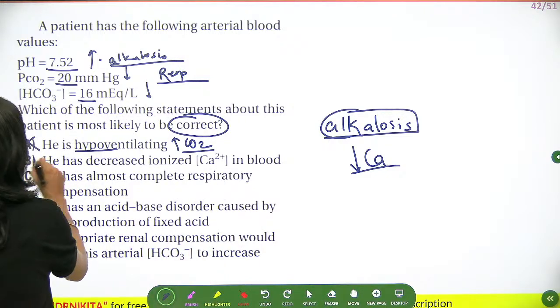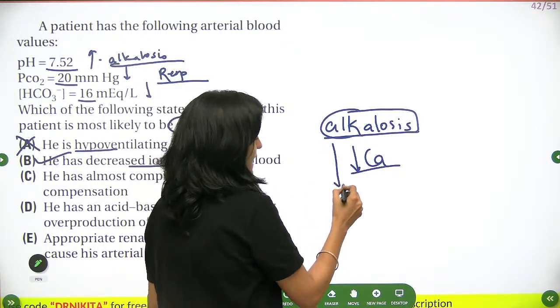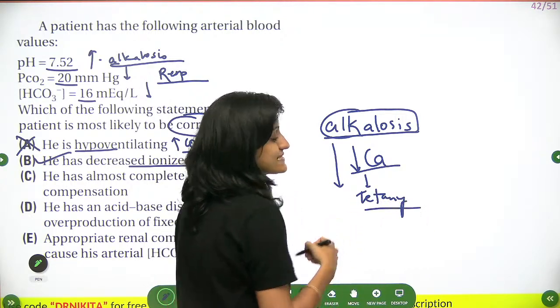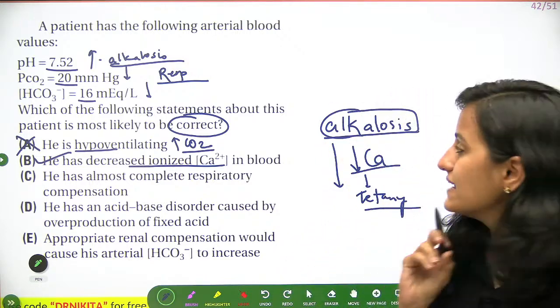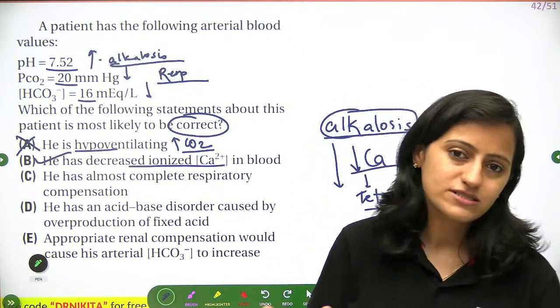So remember that alkalosis basically has decreased calcium, and that is why this decreased calcium can present with features like tetany. Very, very important. That is why calcium decreases in hyperventilation, because there is alkalosis. The same concept there.